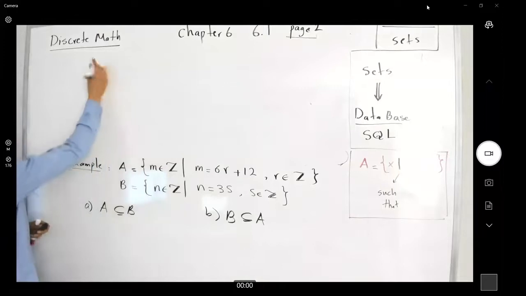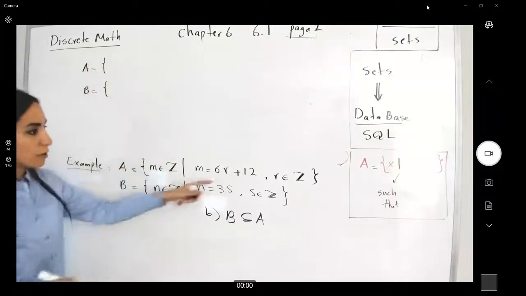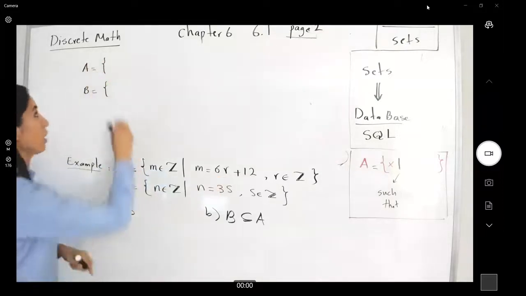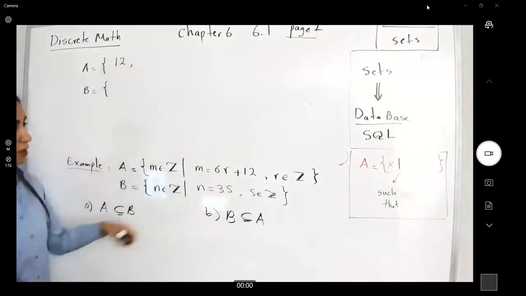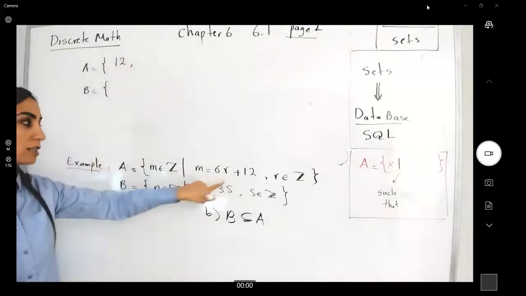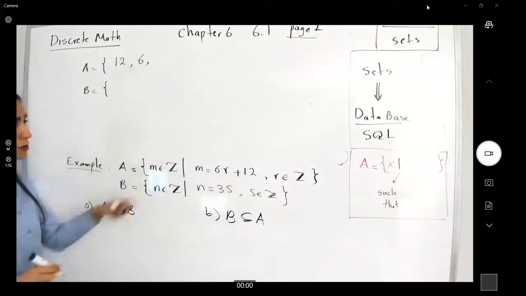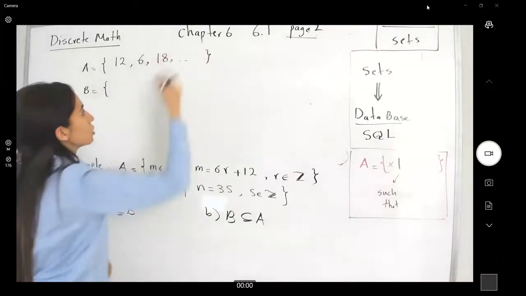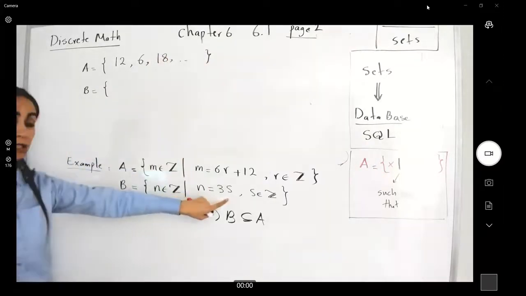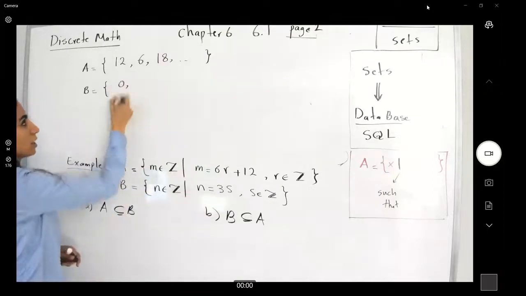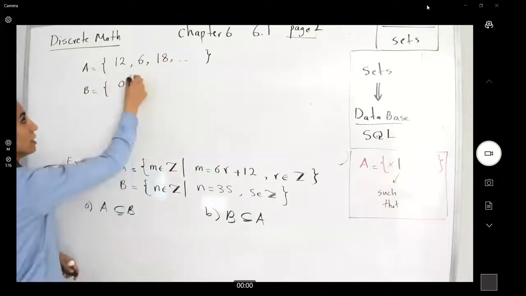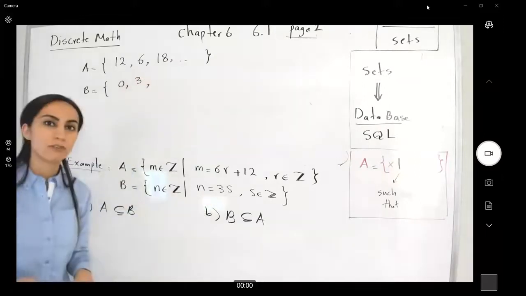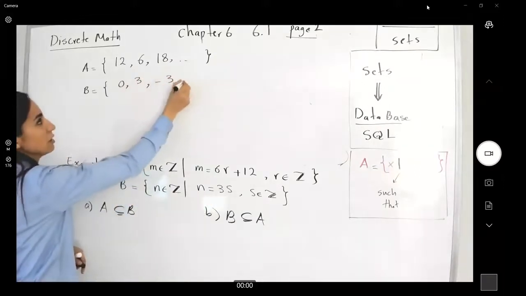Let's take a look at some of the elements in A, some of the elements in B. So A, B. If I plug in 0 here, I get 12. If I plug in, for example, -1 here, I get 6. If I plug in 1 here, I get 18. And I can continue this process. For this guy, if I plug in 0, I get 0. If I plug in 1 for S, I get 3. If I plug in -1 for S, I get -3.